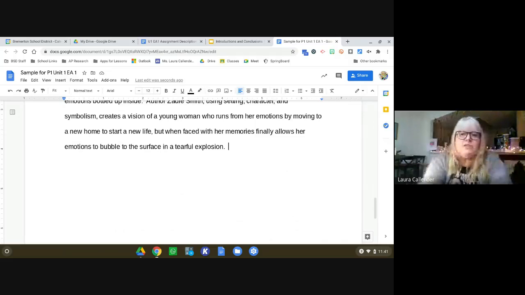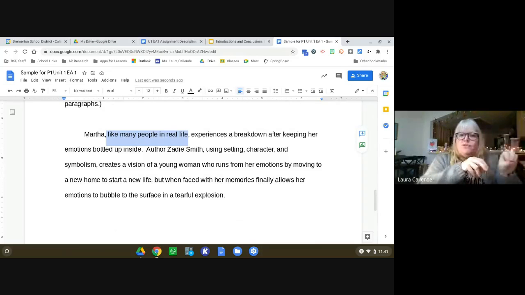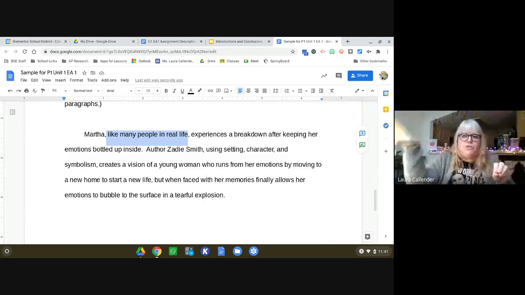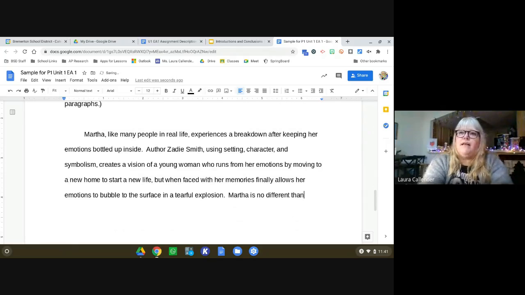And now I need the universal. Why does the reader care about what happened to this fictional character? Well, I kind of started my universal up here. I knew I was going to need this by saying, like many people in real life, I've already begun to tie this fictional story, this fictional character of Martha, to the real world. So I'm sort of already bridging out. So here, I really want to make it clear to the reader, okay? So Martha is no different than many people.